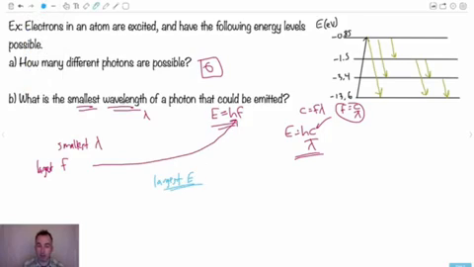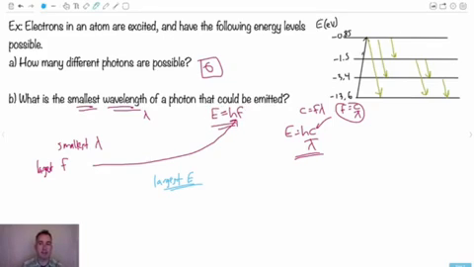So again, we want the smallest wavelength. And if we remember that wavelength and frequency are kind of opposites, in that if one goes down, the other goes up, then smallest wavelength means largest frequency. And because energy is directly proportional to the frequency, that means that largest frequency will be the largest energy.